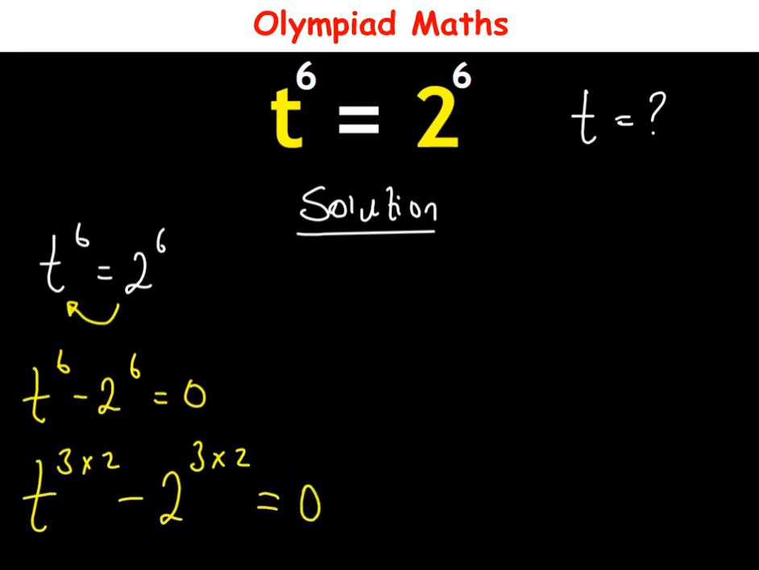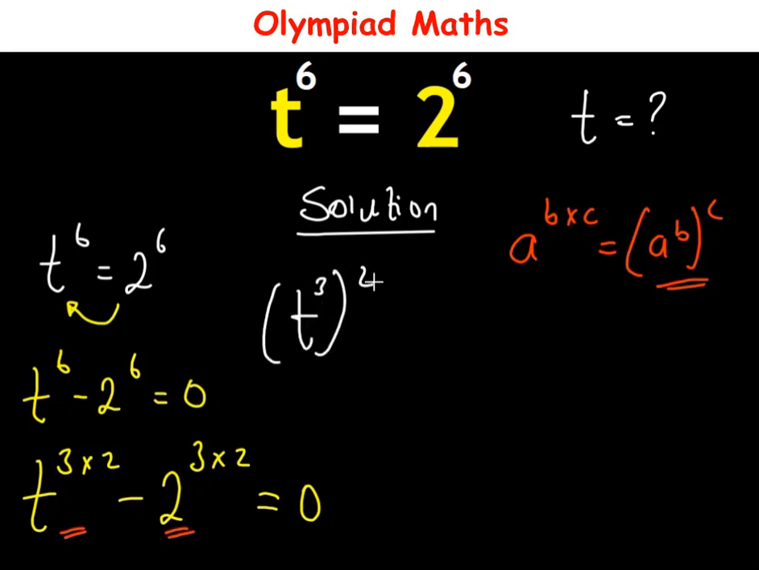And then following this rule, that if you have a raised to power b times c, this can be written as in brackets a raised to power b, all raised to the power of c. So applying this rule right here and here also, this is then equal to t raised to power 3 all raised to the power of 2, minus in brackets 2 raised to power 3 all raised to the power of 2, is all equal to 0.